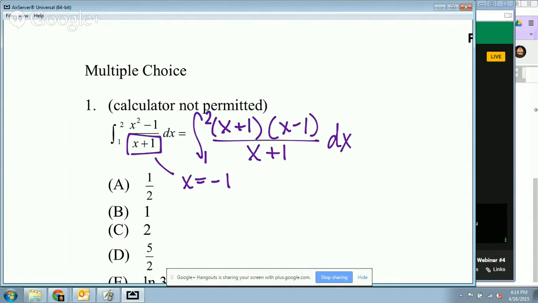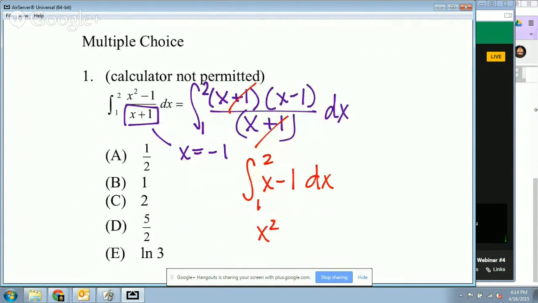Okay, so now if we look at this here, I've got my factors. I'm going to go ahead and cancel out that x plus 1, and I can totally do that because my integral doesn't include -1, where I would have that trouble spot. So I'm basically left with the integral of x minus 1 from 1 to 2 dx. Well, this is x squared over 2 minus x from 1 to 2.